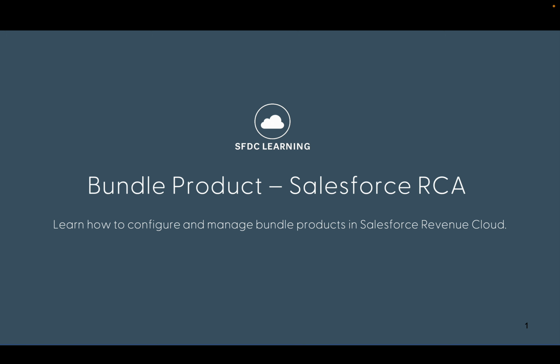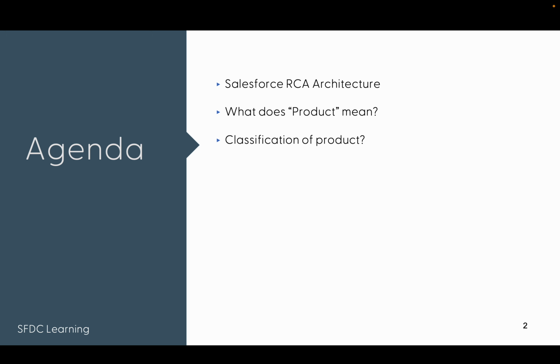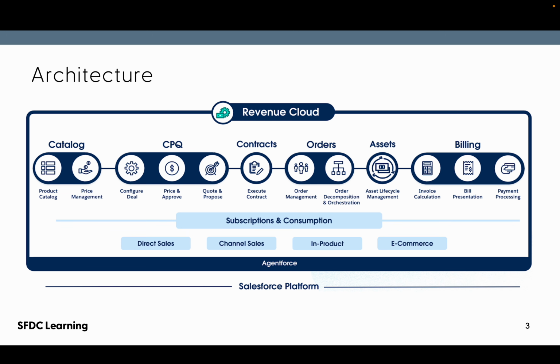In my previous video on Salesforce RCA, we saw how we can configure a standalone product. Today we are going to configure a bundle product, and let's view the agenda. So the agenda is, first of all, we are going to see what is the Salesforce RCA architecture, then what product means, classification of the product, then the data model, and then we'll discuss a use case and we'll configure one bundle as well.